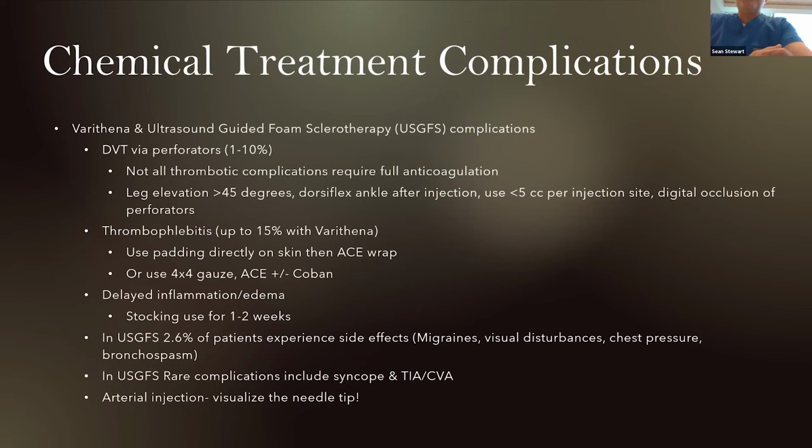To help reduce the risk of DVT, you can elevate the limb prior to injection like we did in that video. You can use a low volume of solution. You should know where your perforators are. And if you see some of the solution going into the perforator, you should stop injecting. You can apply digital pressure to the perforators. And then lastly, dorsiflexion of the ankle after injection can also help dilute any of the solution that enters the deep system and reduce your risk of DVT.